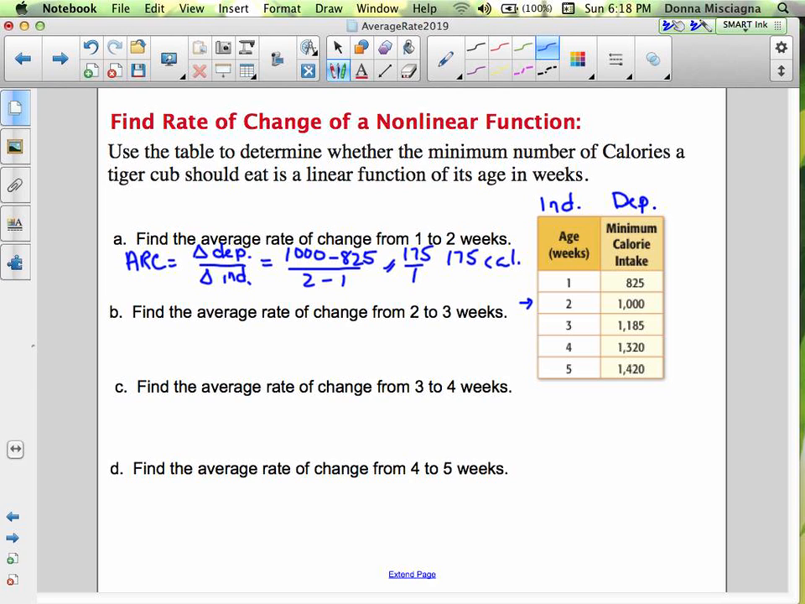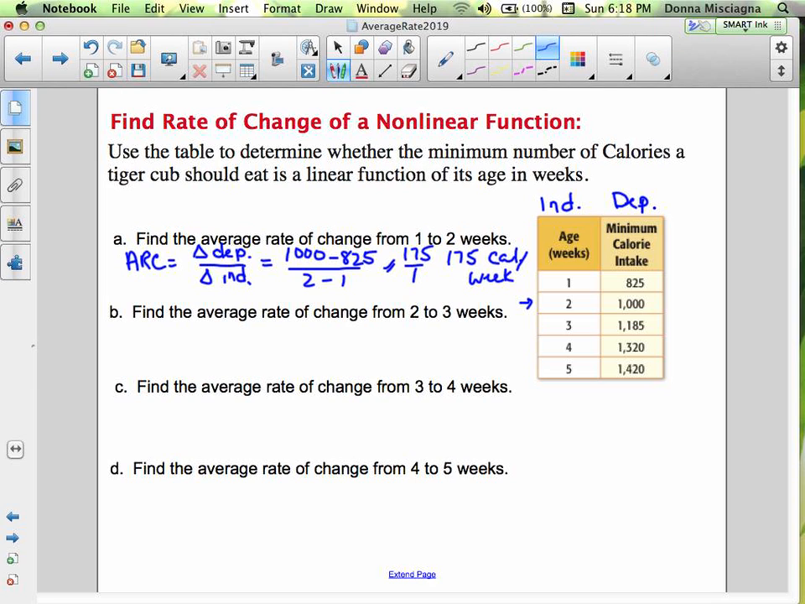calories per week. I don't know what to call the units there. Let's just call it 175 calories. That's the minimum number of calories it needs. I guess it's per week. We'll call it per week.